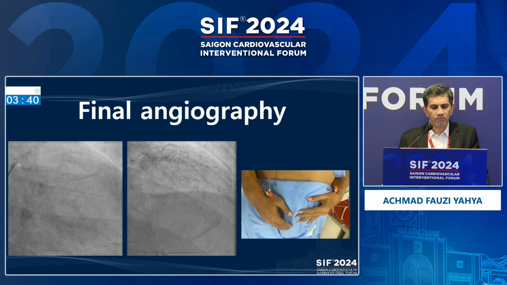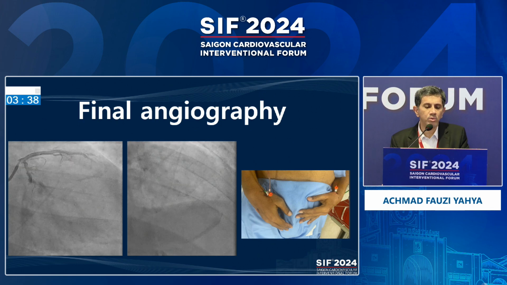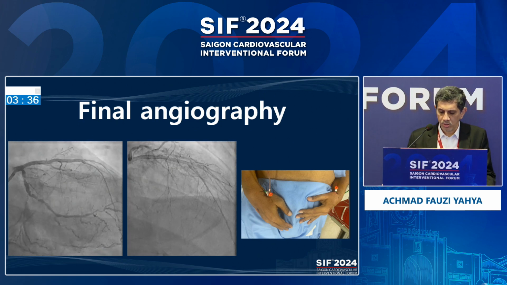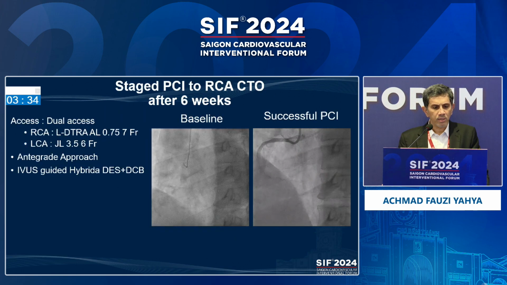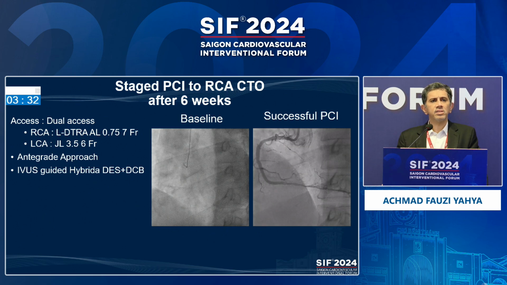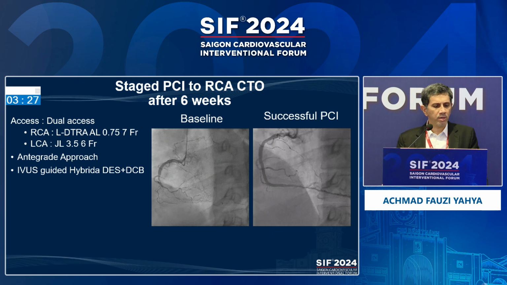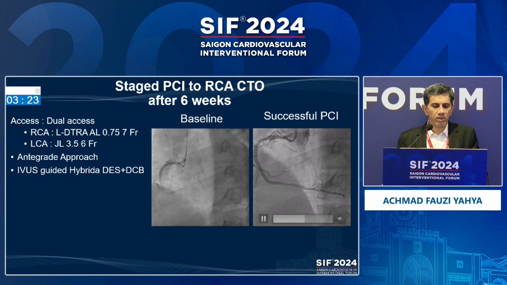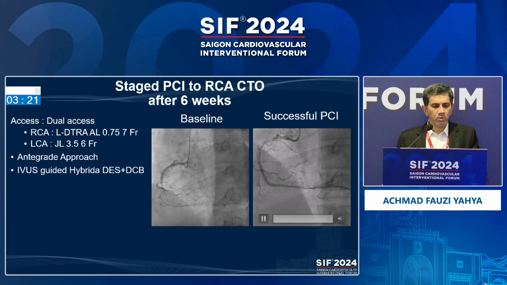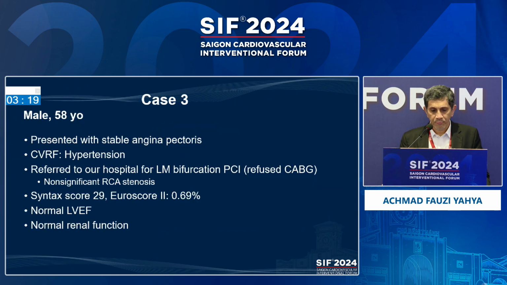So the final angiography demonstrated how we used both distal radial accesses in CTO. And next, we used the distal radial artery again at 6 weeks, and still we could use it. And then we treated the RCA. We used a hybrid DES and DCB.